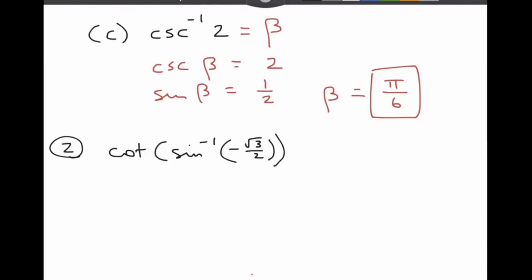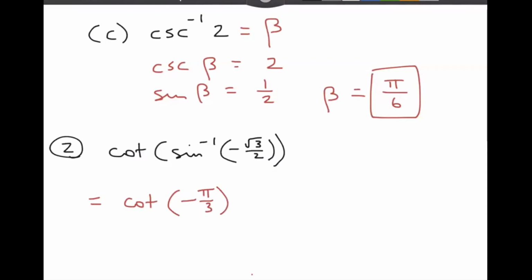So really the simplest way to do this, because negative root 3 over 2 is one of those nice values, right? It comes from a nice angle, would be to just evaluate the inverse sine of negative root 3 over 2. The inverse sine of negative root 3 over 2 is negative pi over 3, right?